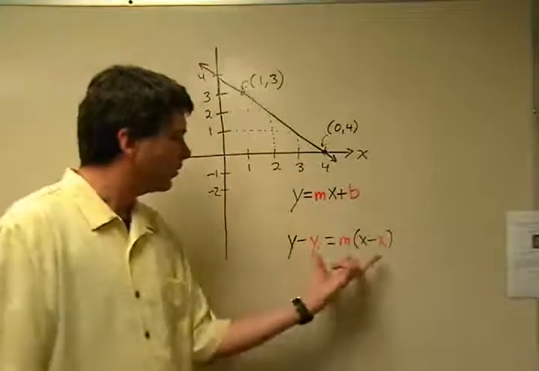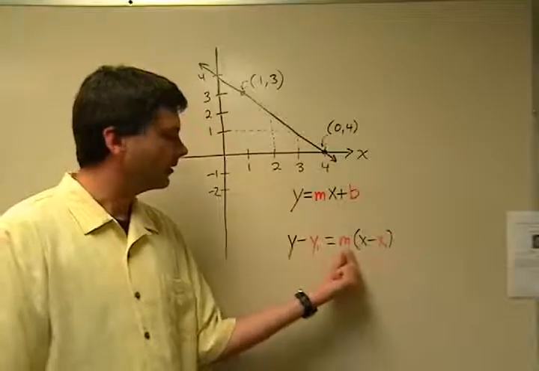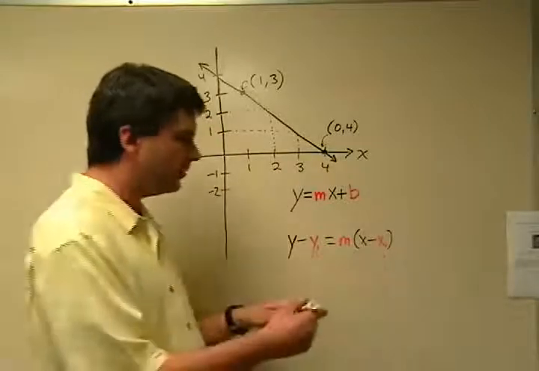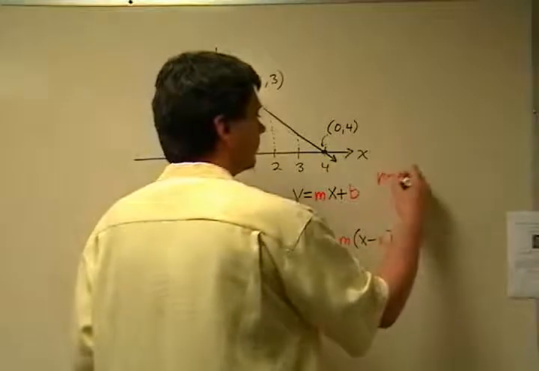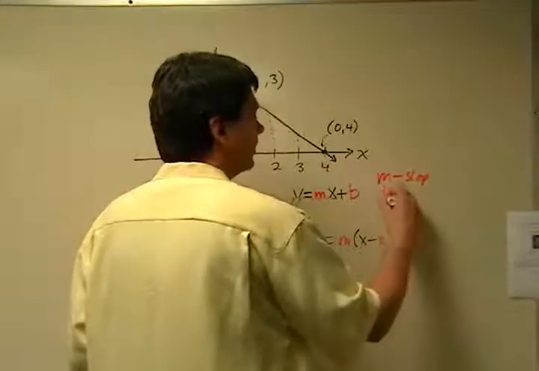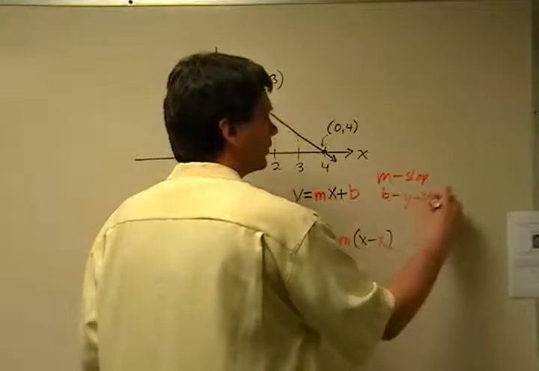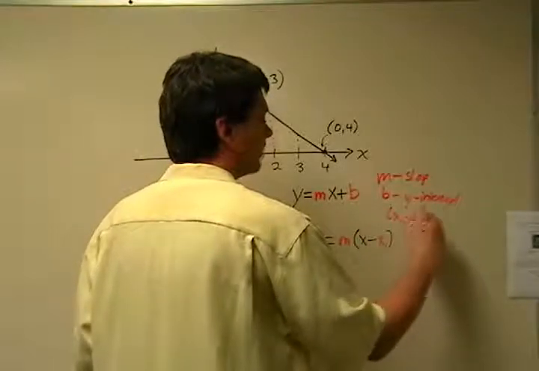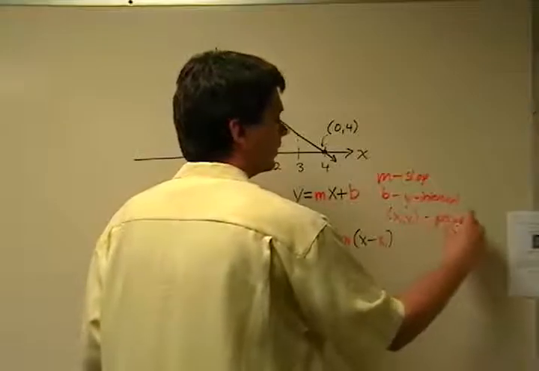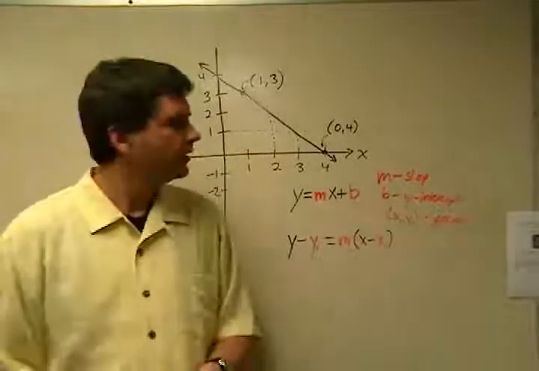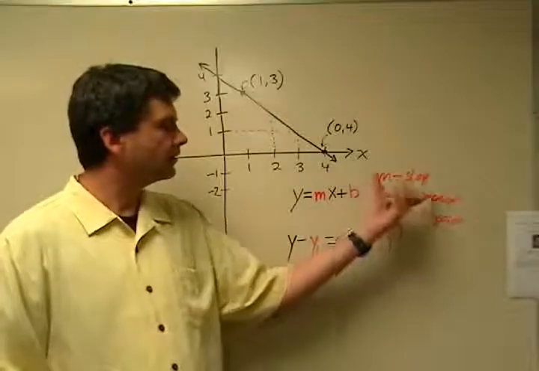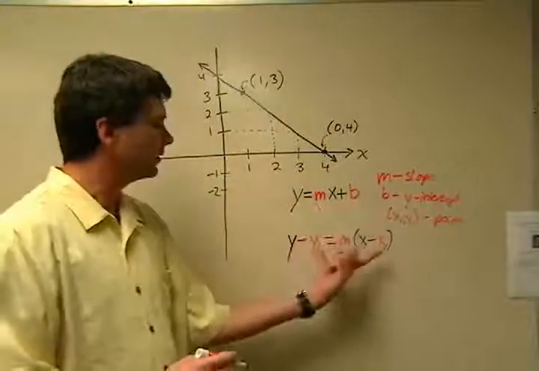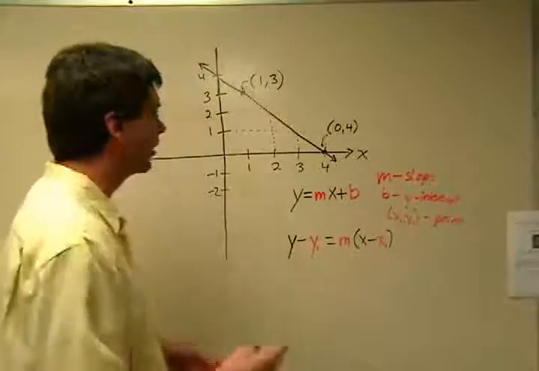Or we could get the equation this way if we figure out the slope and one of the points. So m is the slope, b is the y-intercept, and x1, y1 is a point on the line. So if you know these things, then you can plug those things into one of these equations. So let's figure out what these are.